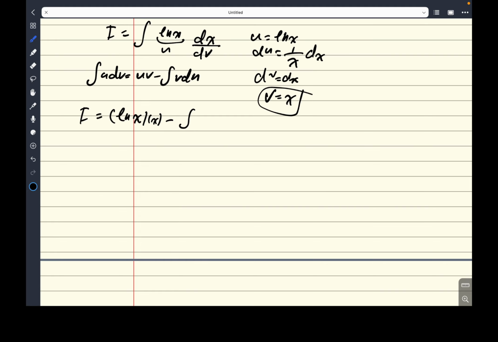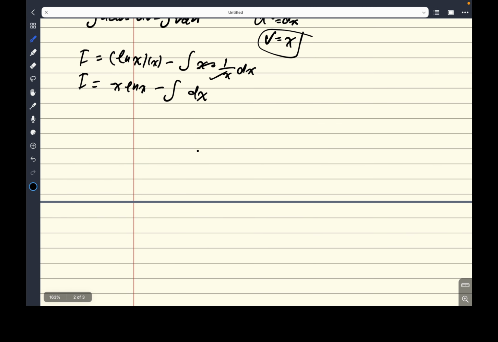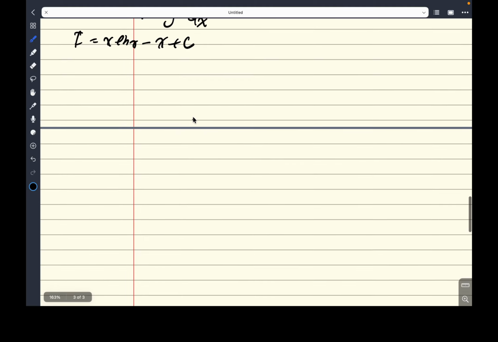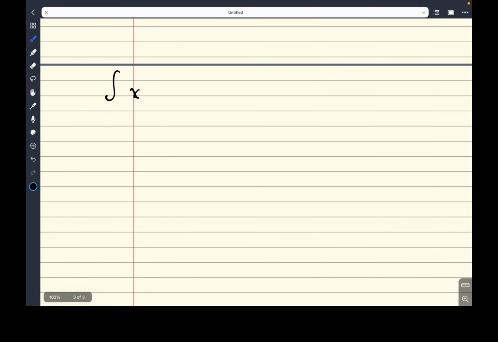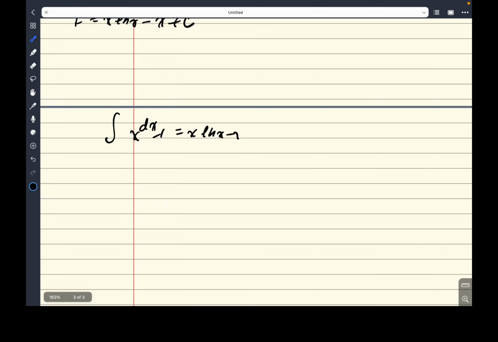V is x times du, and my du is 1 over x dx. I therefore is x ln x minus the integral of dx. The integral of dx is just x, so we get x ln x minus x plus c, some constant of integration. Thus, our integral of x to the dx minus 1 is x ln x minus x plus c, some constant of integration.